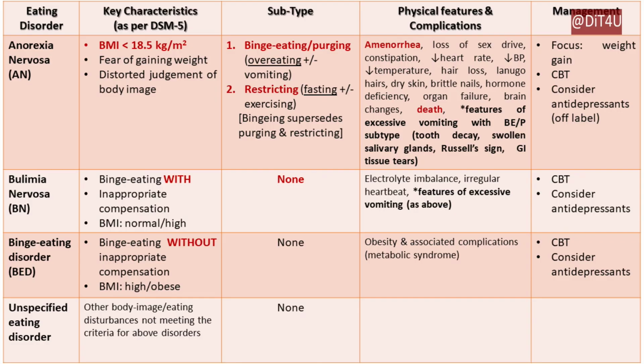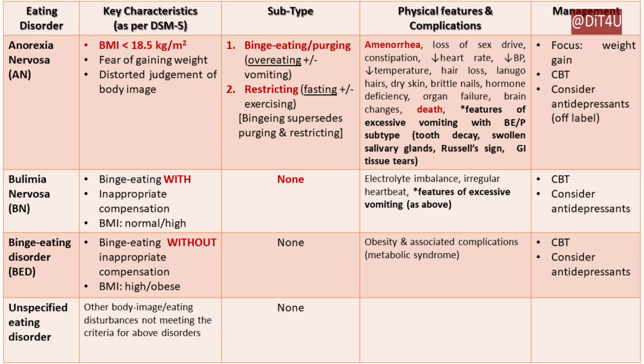Eating disorders. Anorexia nervosa: BMI definitely has to be less than 18.5 kg per meter squared. Weight in kg divided by height in meters squared, that is BMI, it has to be less than 18.5. Fear of gaining weight should be present. Distorted judgment of body image. They don't like what they see in the mirror, basically. They feel they are too fat.